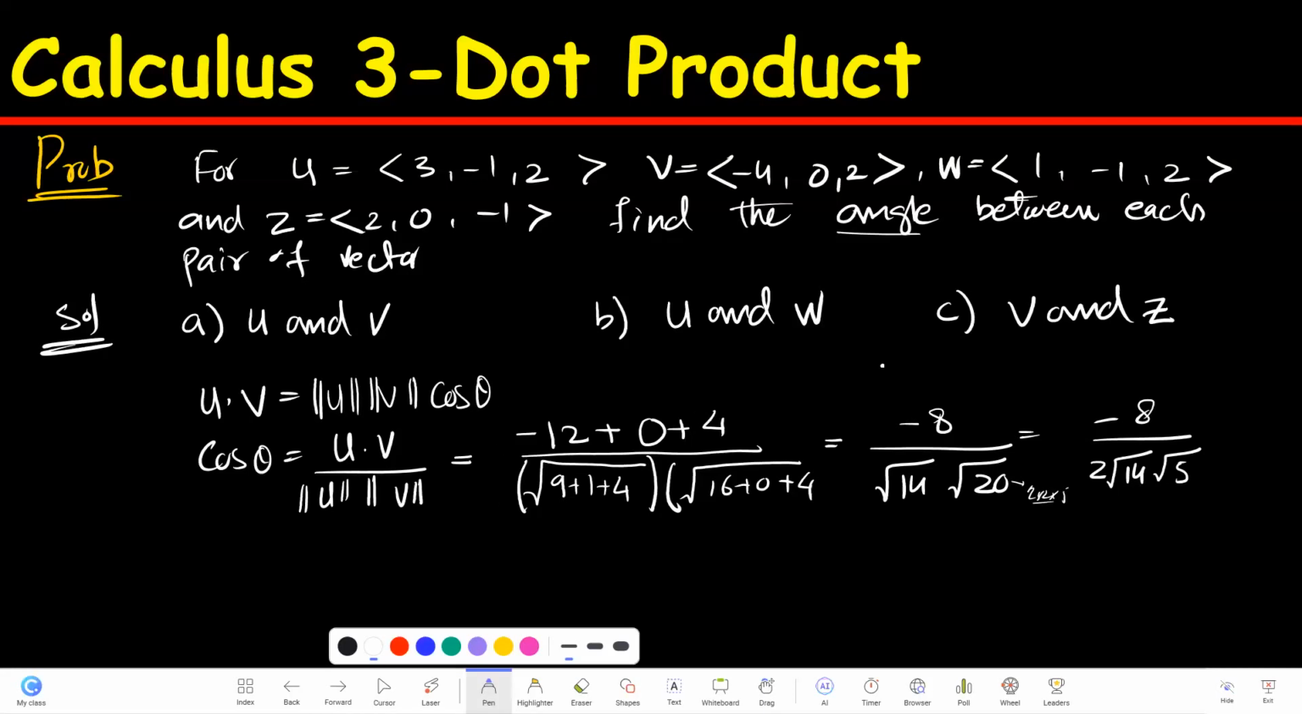So don't be scared of this. This 8 and this 4 are going to cancel out a little bit. So it's going to be 4 for this, and I'm going to write it like that, right? Minus 4 over the square root of 14. If you multiply that by 5, the answer would be 70, right? 14 times 5 is 70.